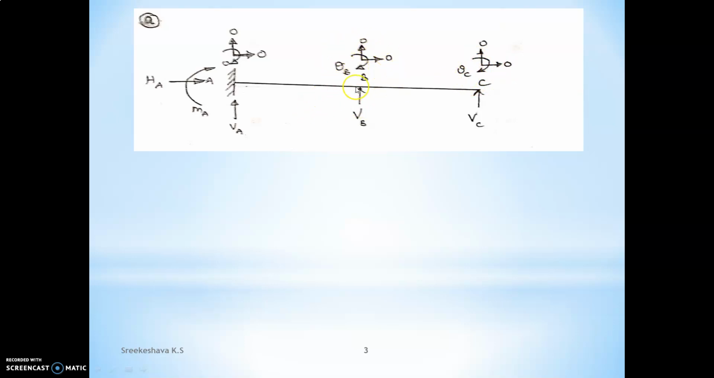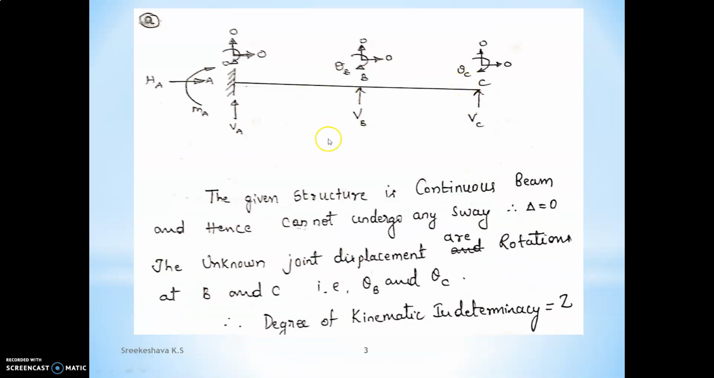Now, what is the degree of freedom? I am talking about each joint. What is kinematic indeterminacy? It is the total number of independent displacements at a member. Clear? Now, this structure is a continuous beam. The given structure is a continuous beam, hence it cannot undergo sway. See, a beam cannot undergo sway.